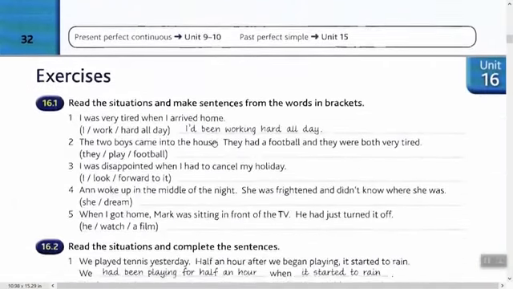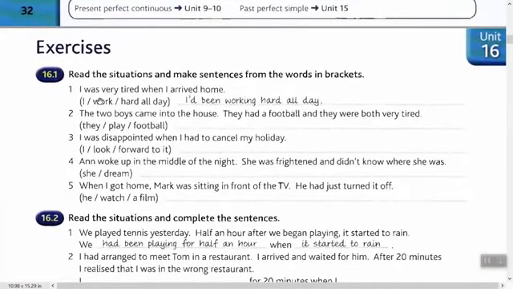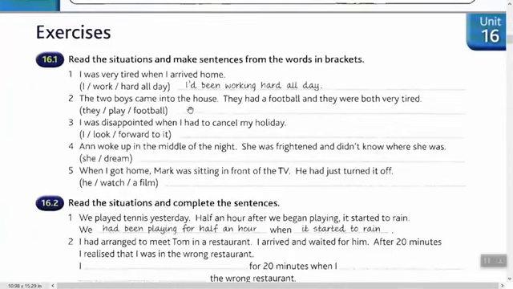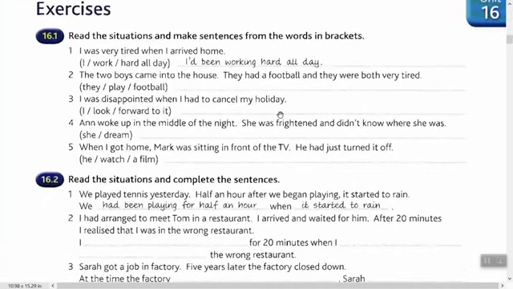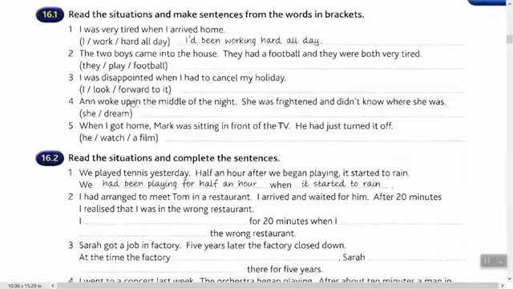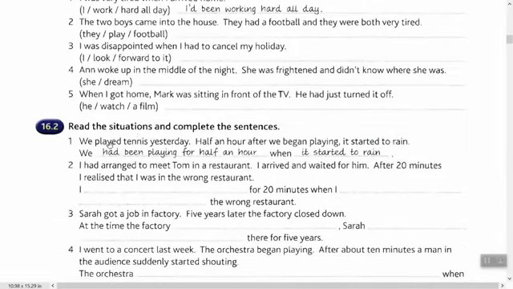And here we have an exercise. You can read them, solve them. They are very important. I was very tired when I arrived. I'd been working. You see, the two boys came into the house. I was disappointed when I had to cancel my holiday. I had been looking forward, for example. Yeah, the same thing, etc.